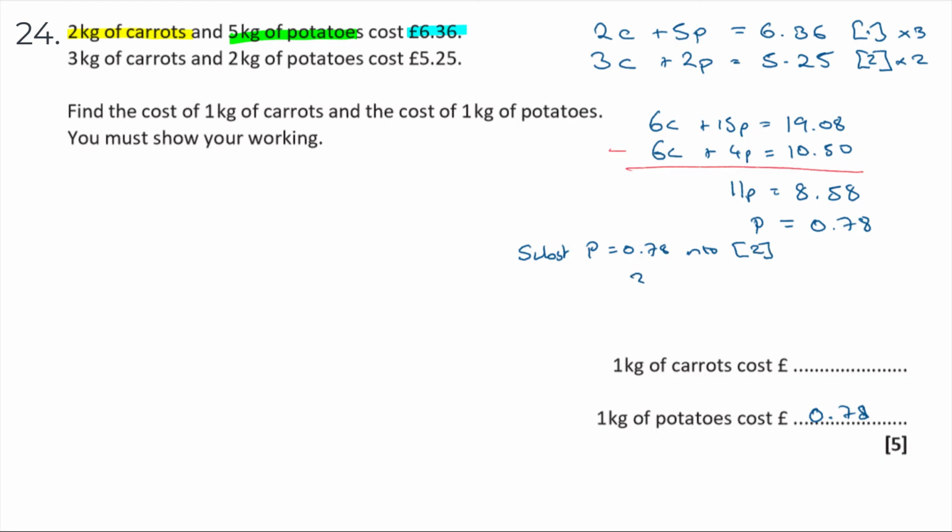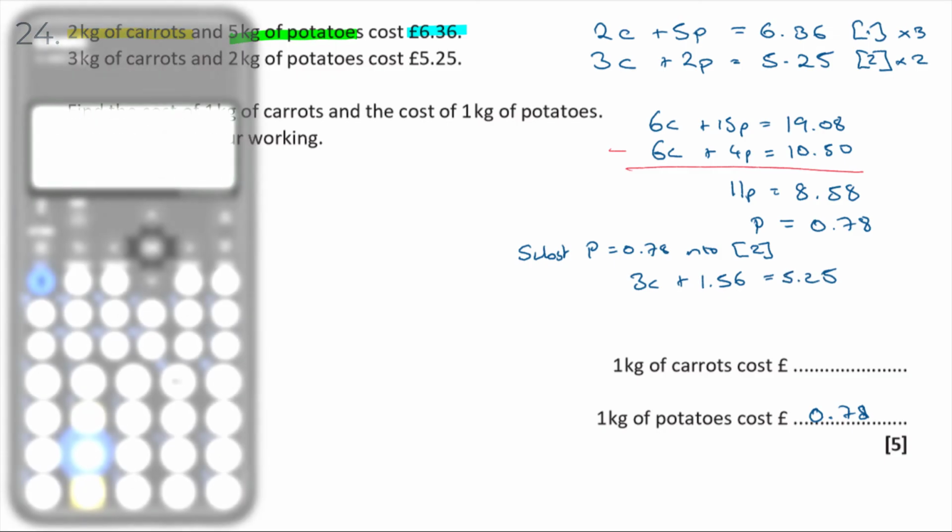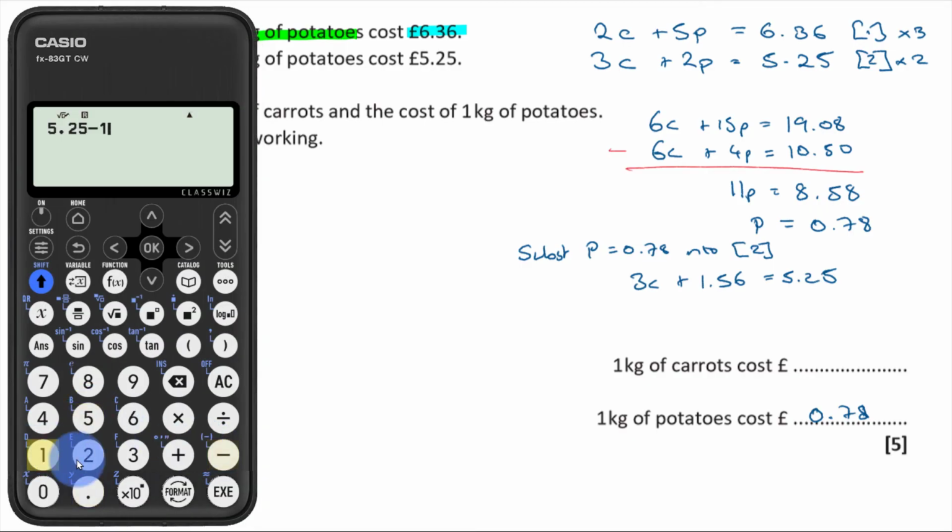Okay, so then 3c plus 2 lots of 78p, well, 2 lots of 78p is £1.56, and that's equal to £5.25. So then taking £1.56 away from £5.25, £5.25 take away £1.56, that comes to £3.69. And that's 3c, isn't it? So then c, the cost of 1 kilo of carrots, is that divided by 3, and that comes out to be £1.23.